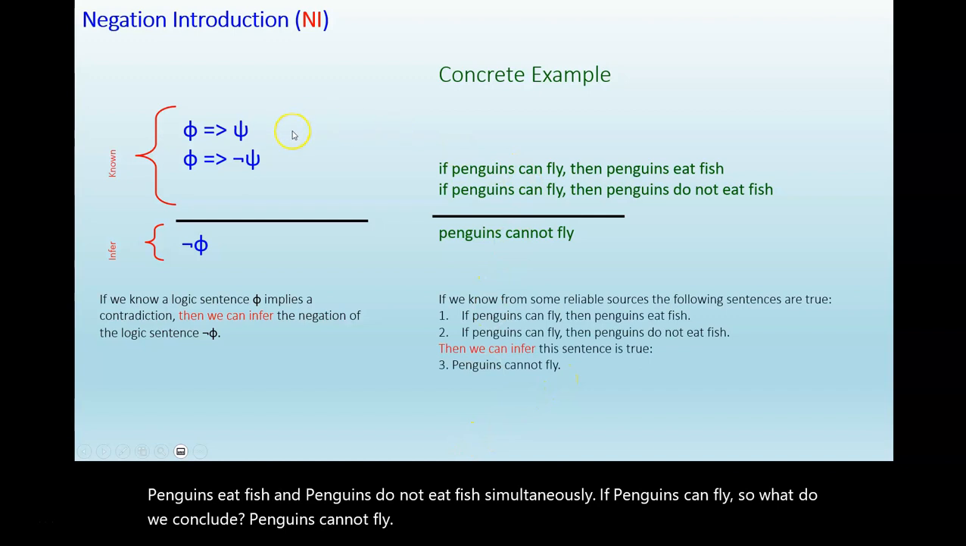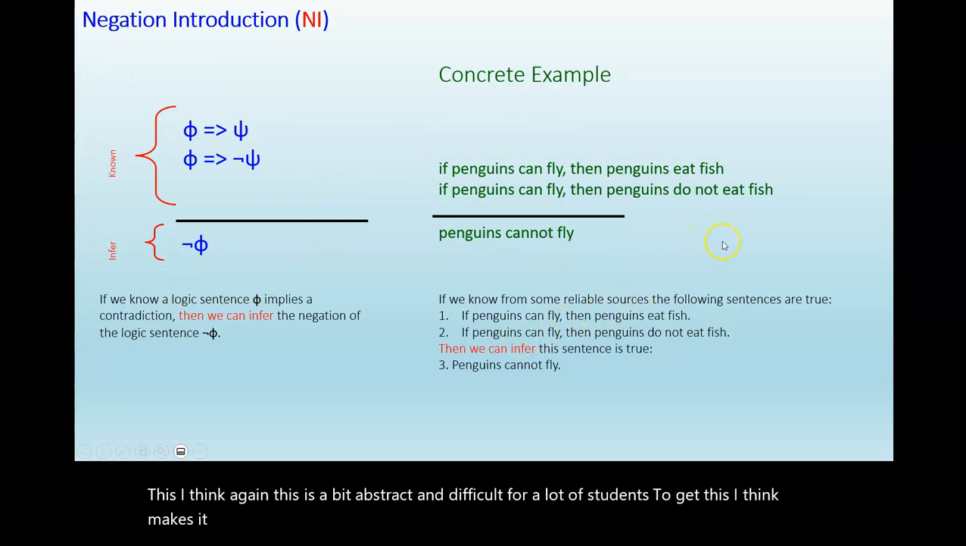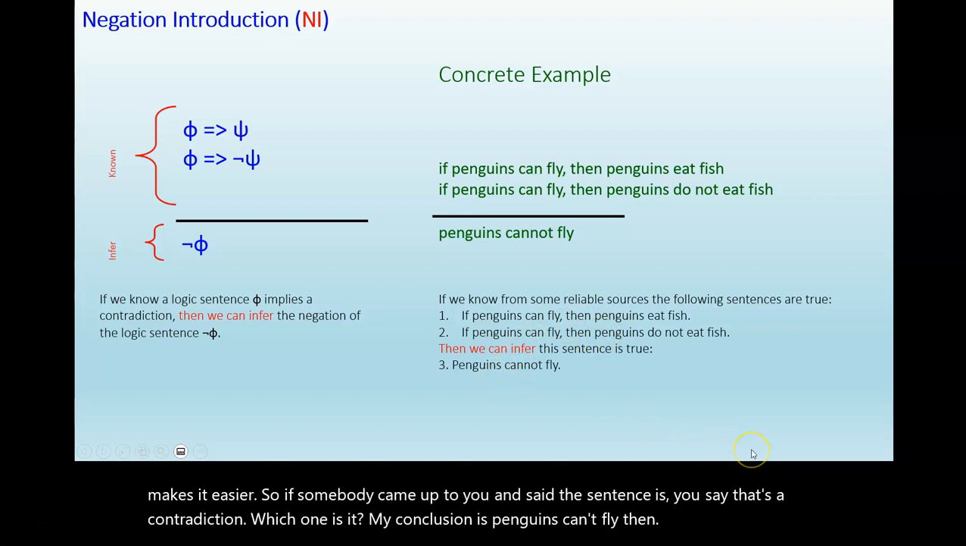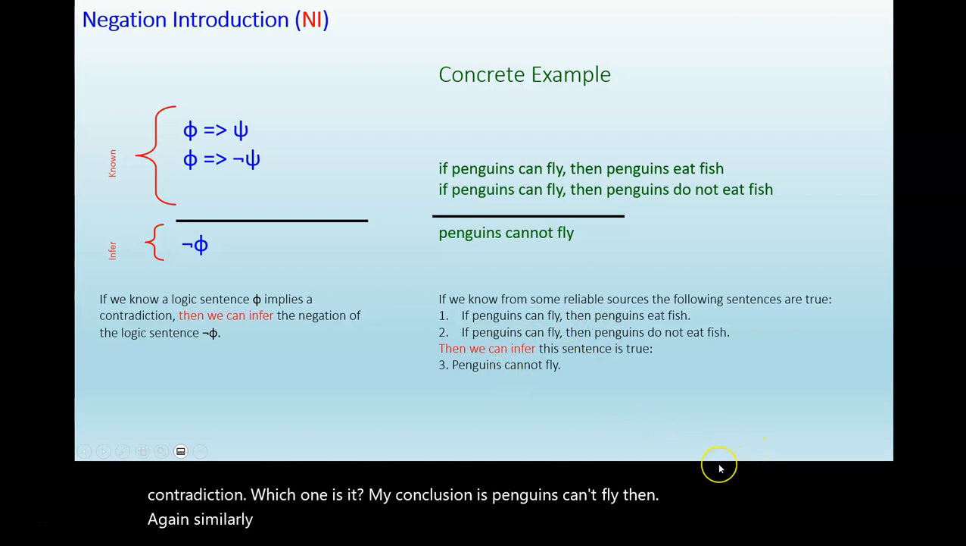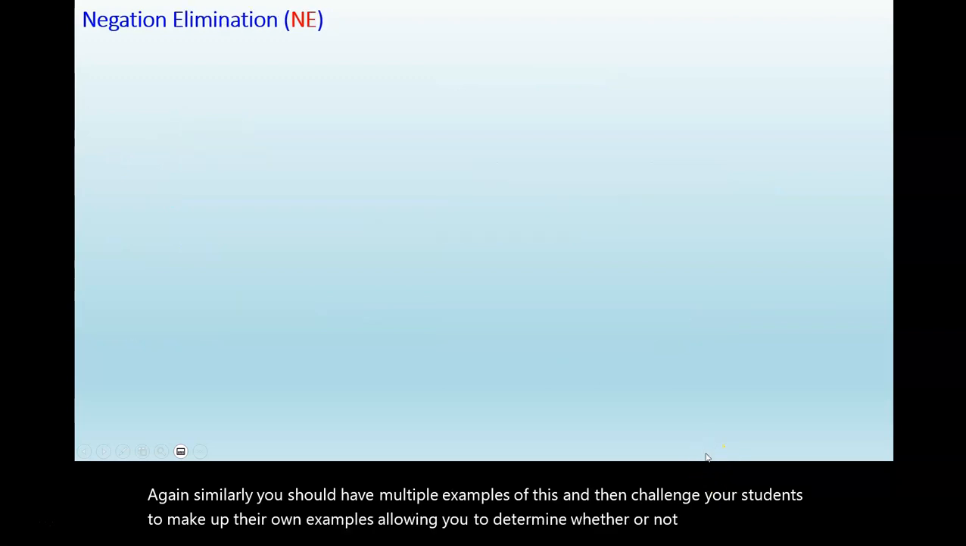This, I think, again, this is a bit abstract and difficult for a lot of students to get. This, I think, makes it easier. So if somebody came up to you and said, these sentences, you'd say, that's a contradiction. Which one is it? Well, my conclusion is penguins can't fly then. Again, similarly, you should have multiple examples of this and then challenge your students to make up their own examples, allowing you to determine whether or not they're understanding it.